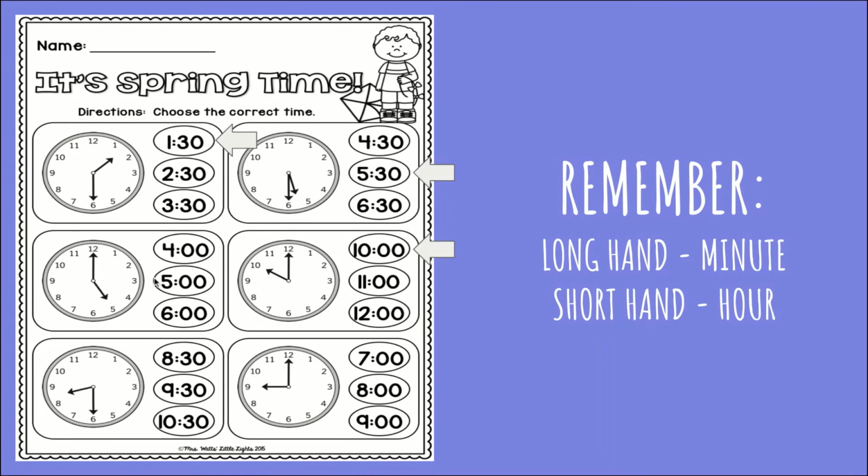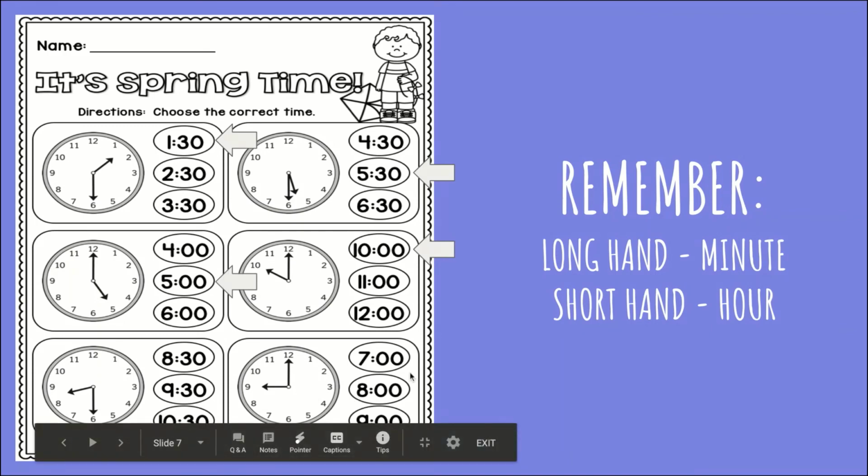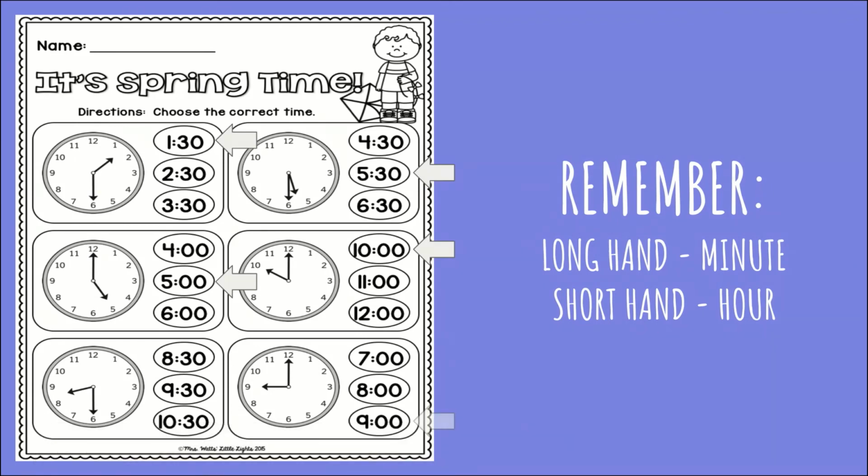Let's practice this skill again. Minute hand's on the 12, hour hand's on the 5. What time is it? Good job, it's 5 o'clock. Awesome. We're gonna go down here to the bottom. Minute hand's on the 12, hour hand's on the 9. What time is it? It is 9 o'clock. Good job.